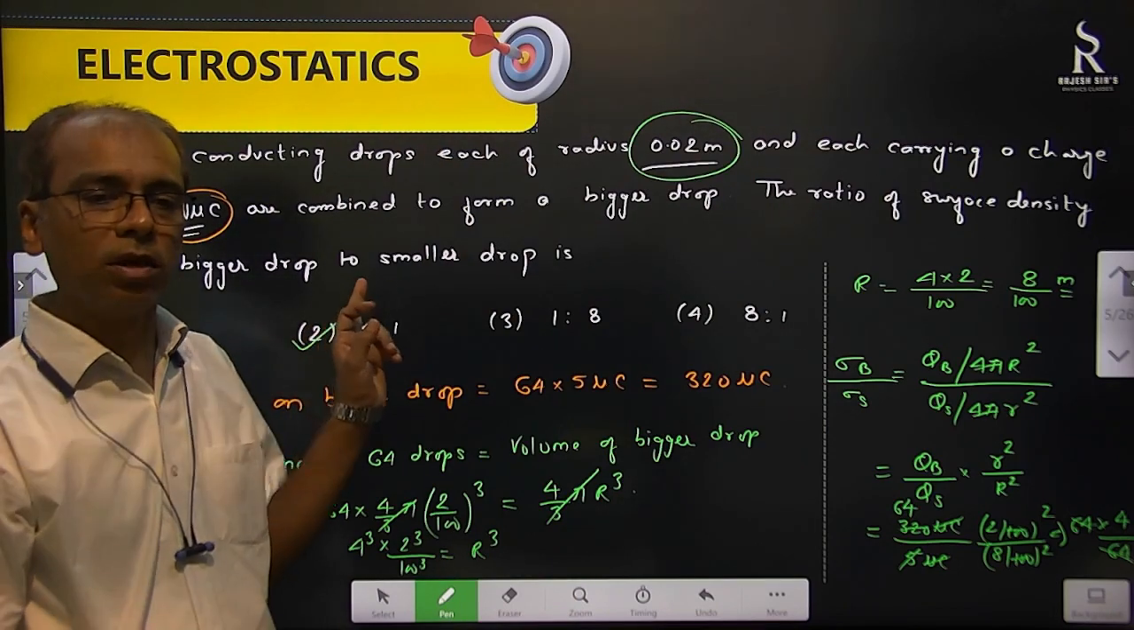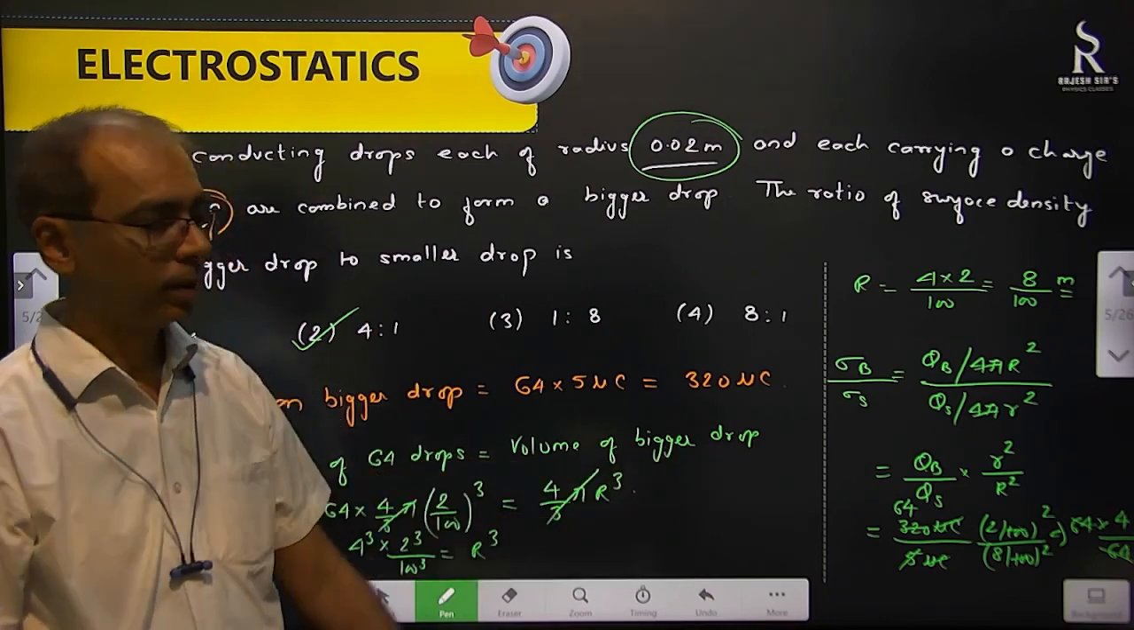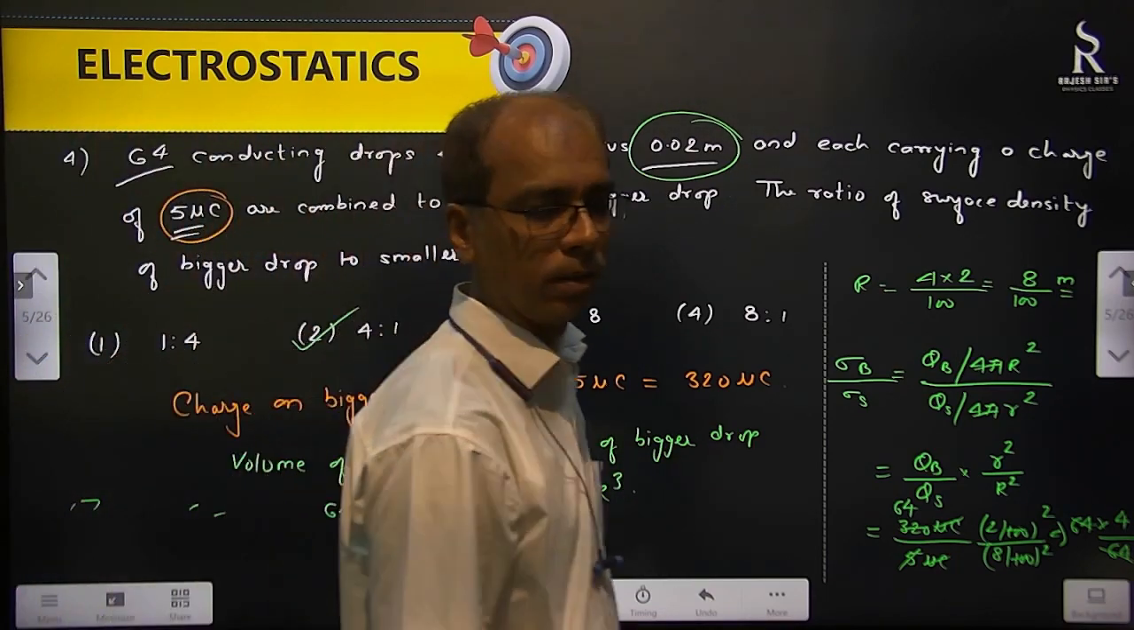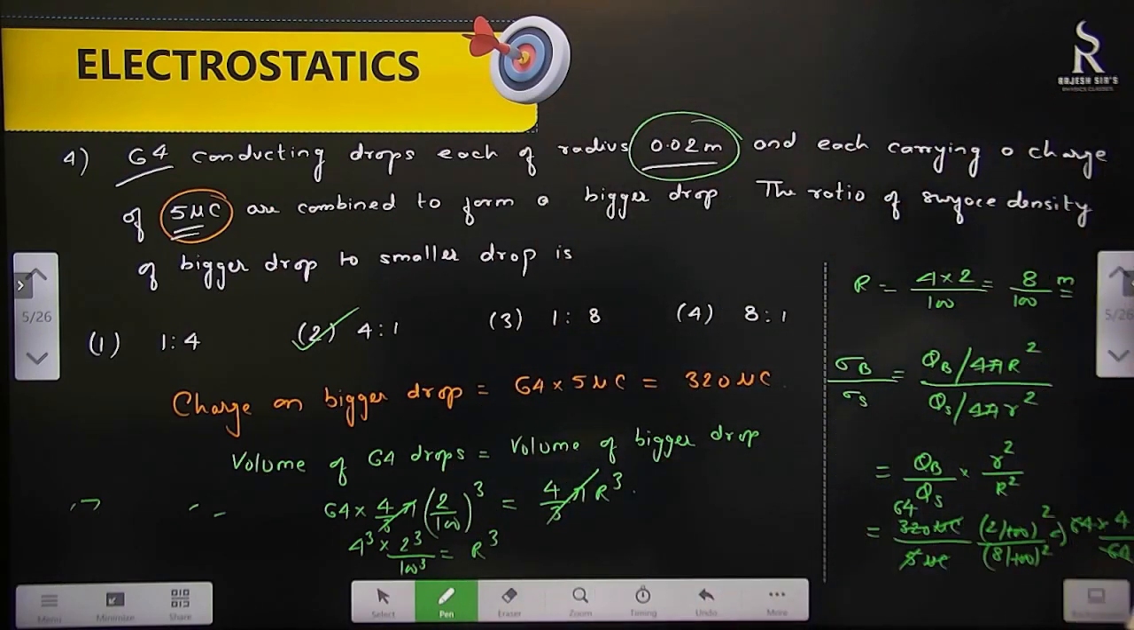Ratio of surface density of bigger drop to smaller drop, we have done that. Is it clear? Any doubt? Please ask me. Students, is it clear? Yes, sir. Okay. Right, so let's see the next one now. What's next?